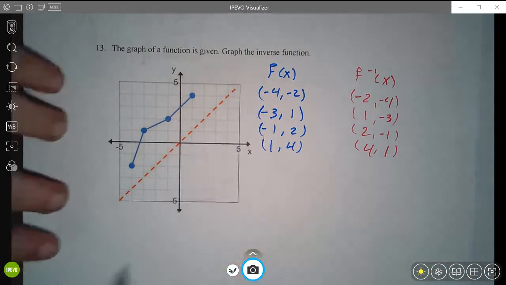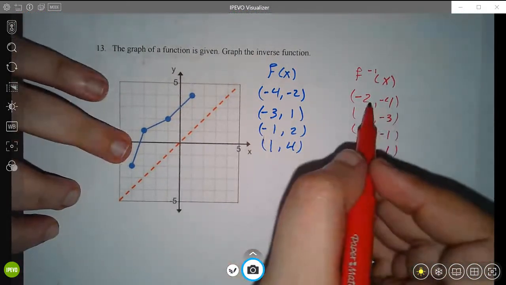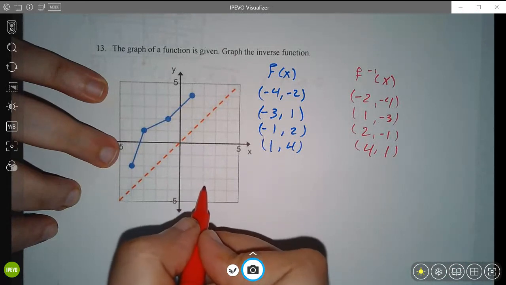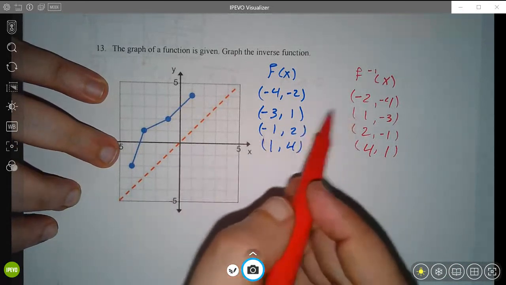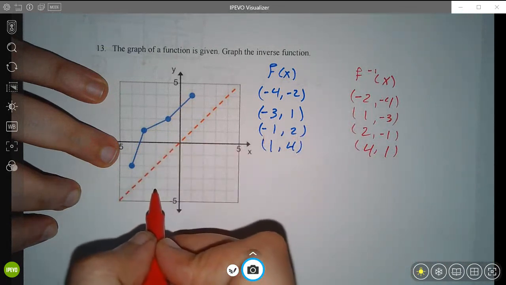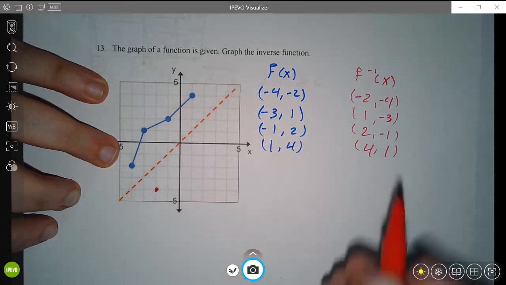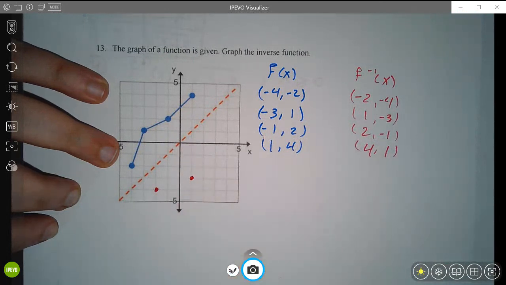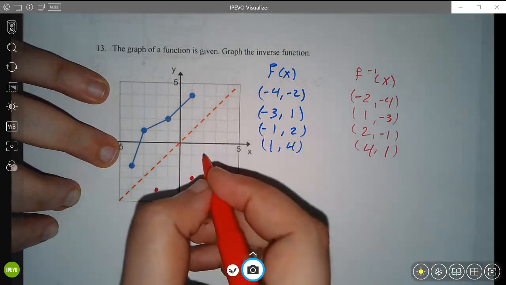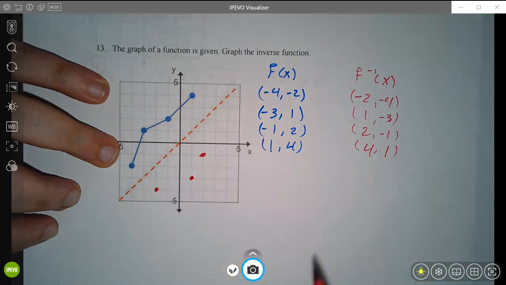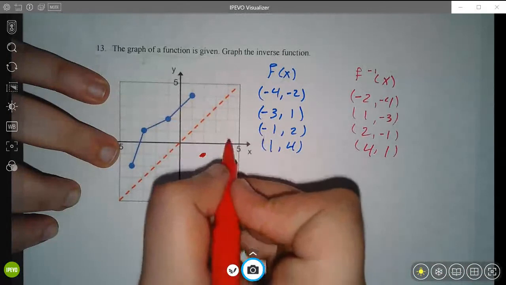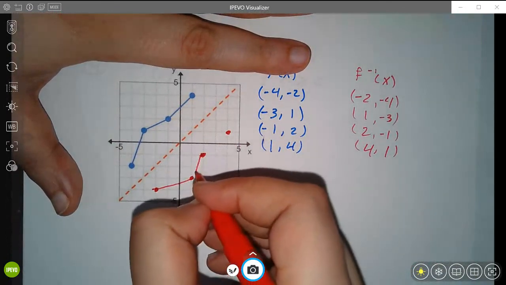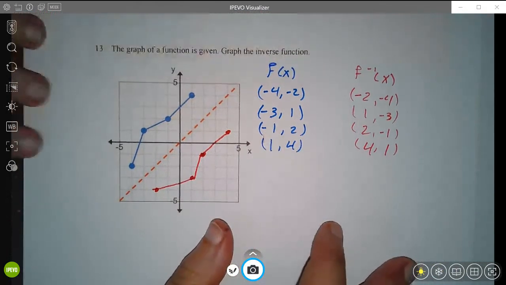So let's plot those points. Starting with -2 and -4: -2 for x, -4 for y, so it's right here. And then we have +1, -3. So x is 1, y is -3, so it's right here. And then we have +2 and -1, which is right here. And then we have 4 and +1. They're mirrored. Notice?